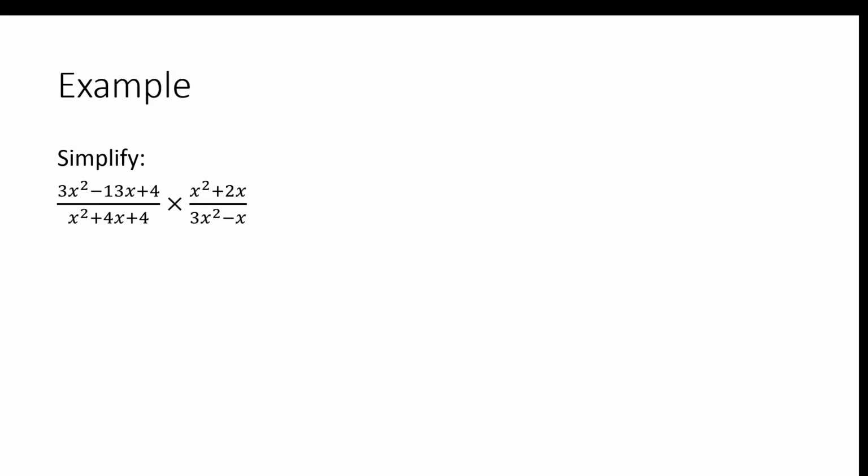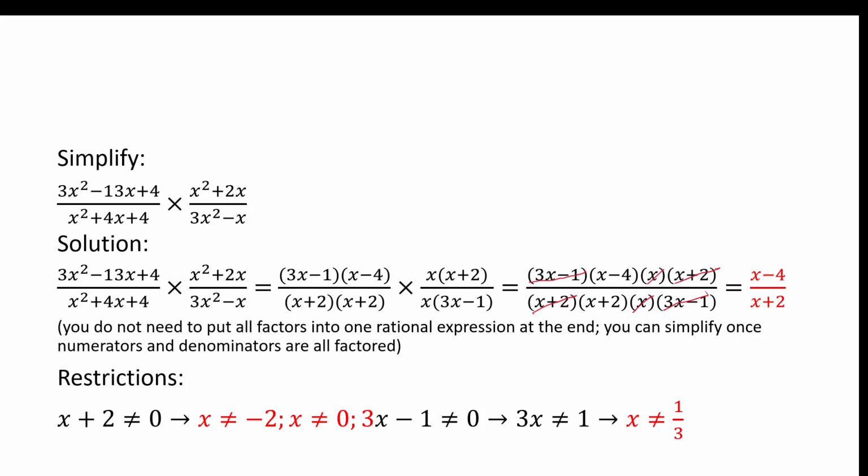So for instance, suppose we wanted to simplify the situation shown. We could factor the first numerator into 3x minus 1 times x minus 4, and the second and the first denominator to x plus 2 times x plus 2. Factor the second numerator into x times x plus 2 and the second denominator to x times 3x minus 1. If it helps us, we can bring these all together as one expression because we're multiplying these numerators and denominators together, and we have one long rational expression here.